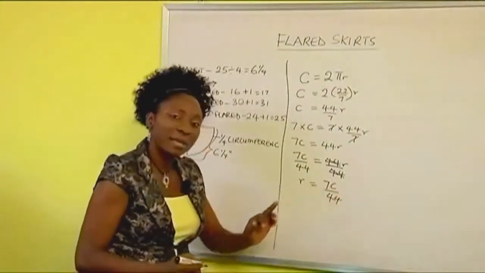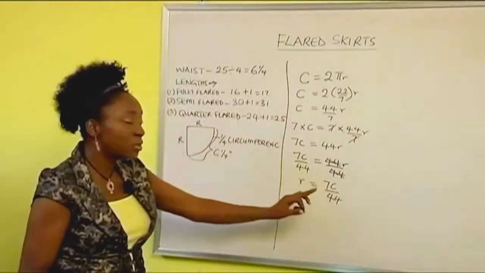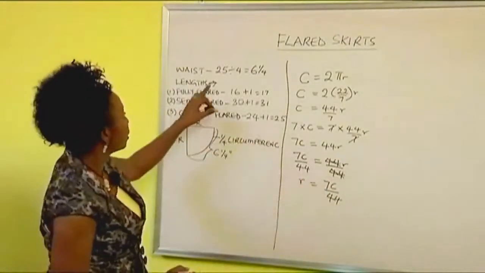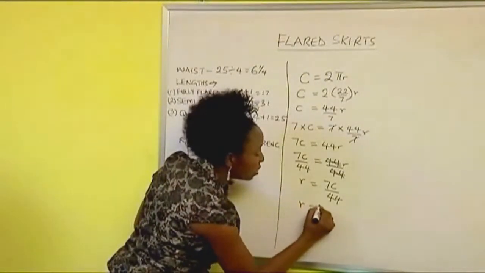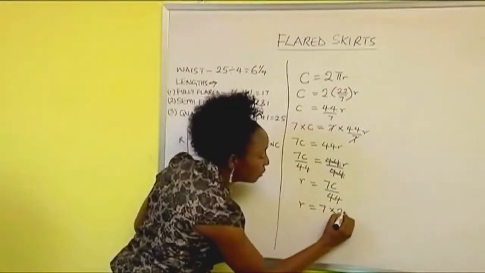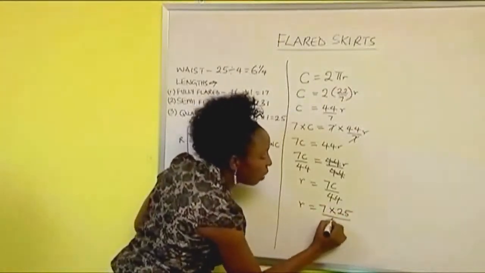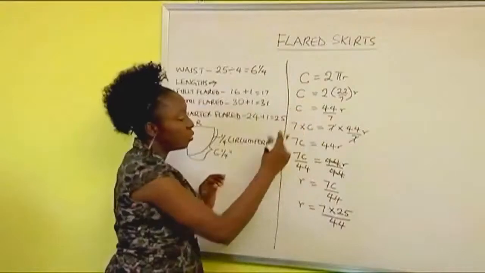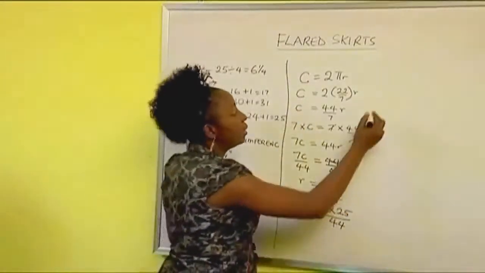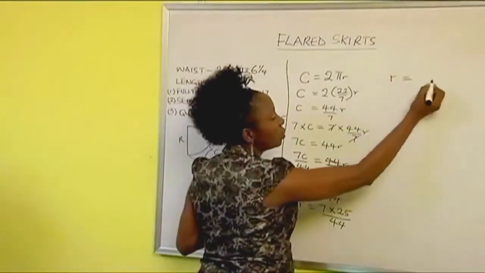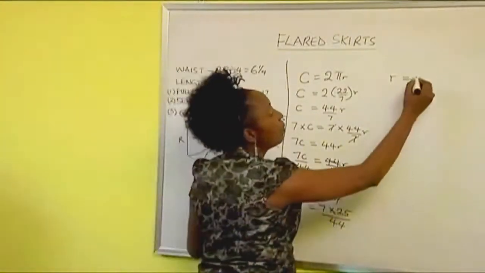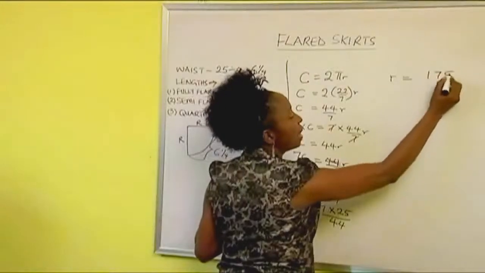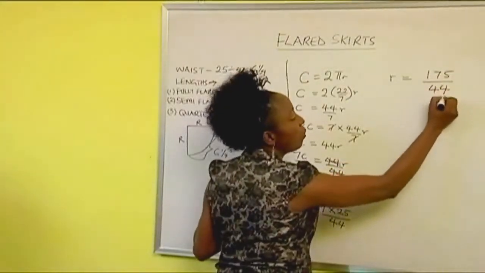Now, once we've done this, we already know that, yes, this is r. So now I know my C. So all I have to do is substitute C with my measurement, which is 25 inches. So that will give me r equals 7 times 25 divided by 44. Let's go back up here. That will be r equals, if we calculate 7 times 25, you get 175. You get 175 divided by 44.